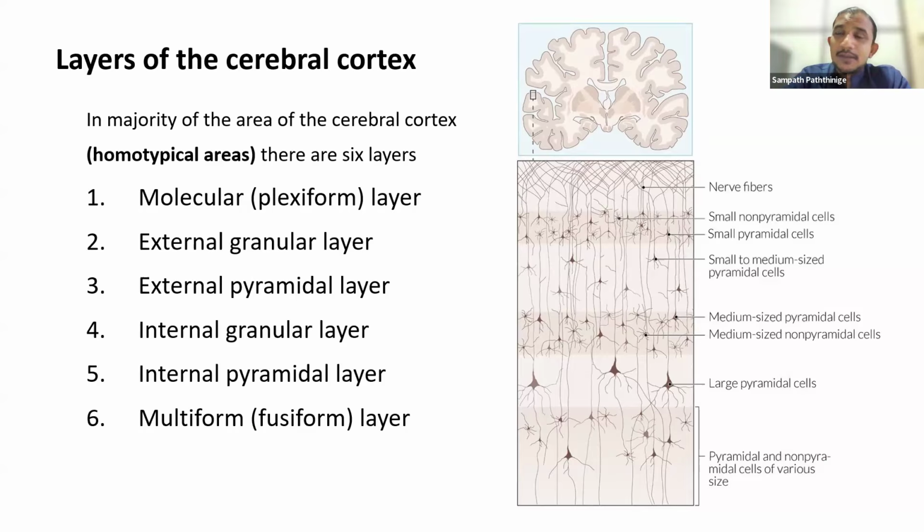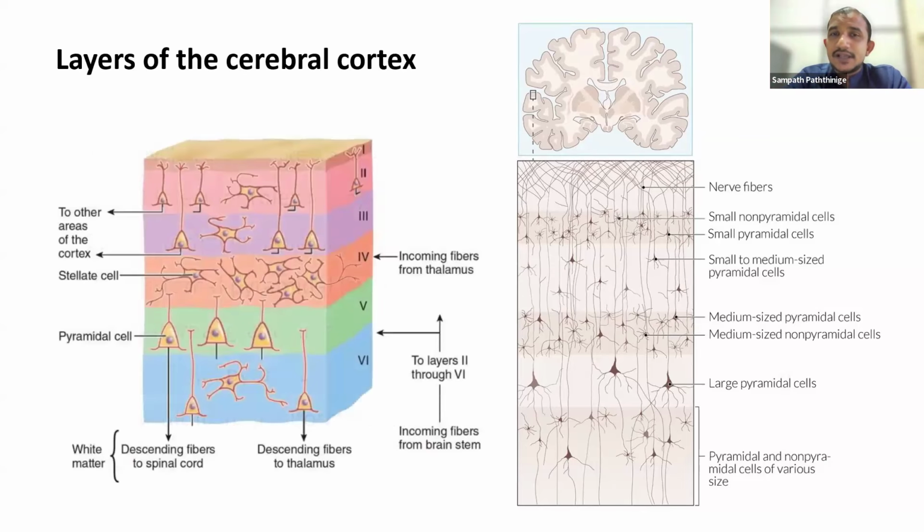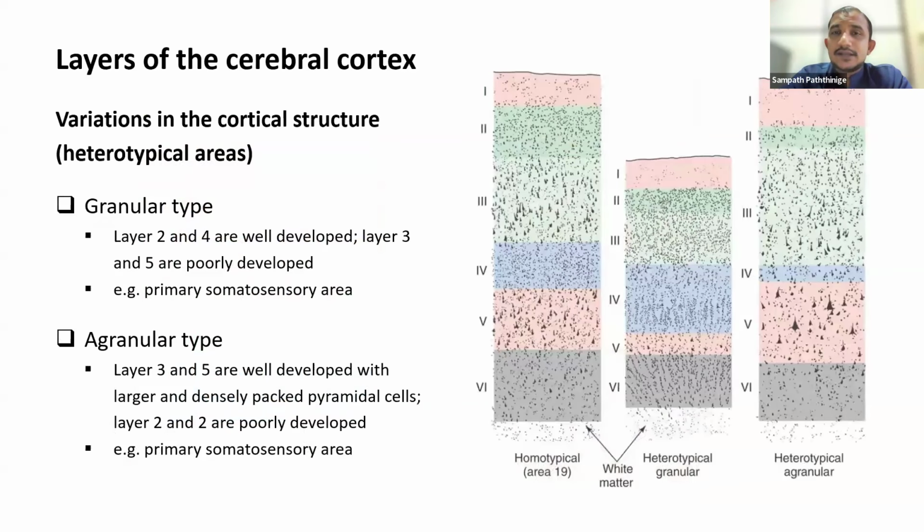Depending on the amount of neurons, the neuron density, and the type of neuron, they will be doing different functions. For example, in the motor areas of the cortex, the third and the fifth layers are very prominent. Then in the sensory areas, layer 2 and layer 4 are very well developed. So this neuronal arrangement gives a functional localization of the cerebral cortex.